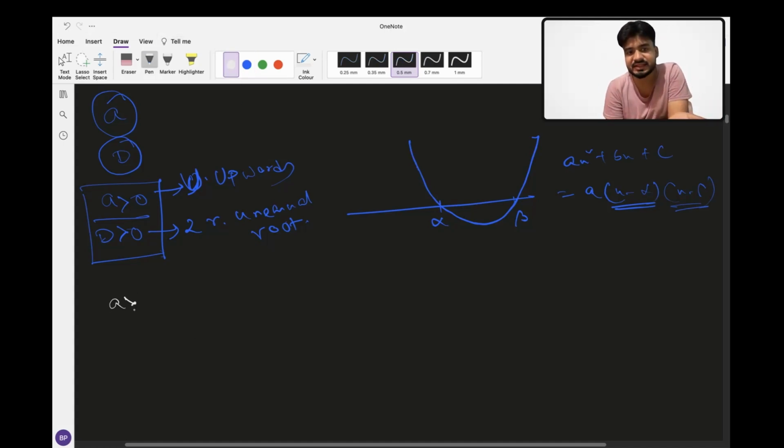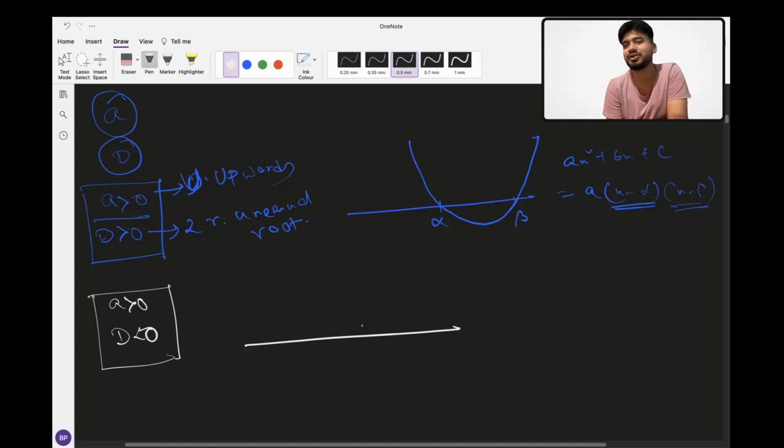But if a greater than 0 and d less than 0, then what will happen? Can you tell me? Yes, it will neither cut nor touch because there is no real root now. So the graph will look like this.